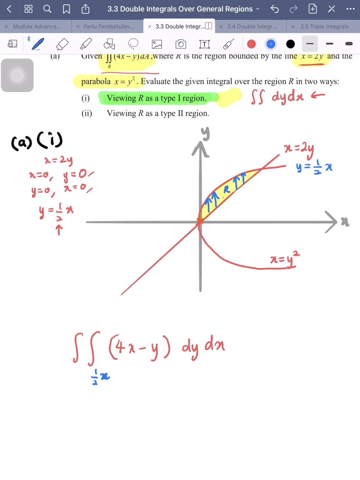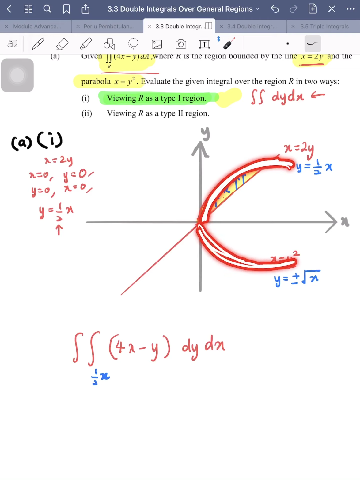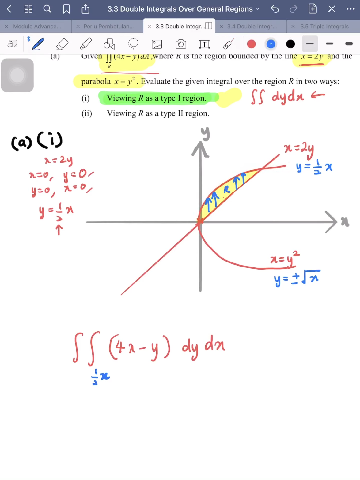Okay, next, for the upper limit, you meet the curve just now. So for the curve line, rearrange: y is equal to plus minus square root of x. Square, bring to the other side, you have plus minus. However, since the graph is on top only, this is half of it, positive square root of x. This is negative square root of x. So since it meets on top only, we choose the positive one, positive square root of x.